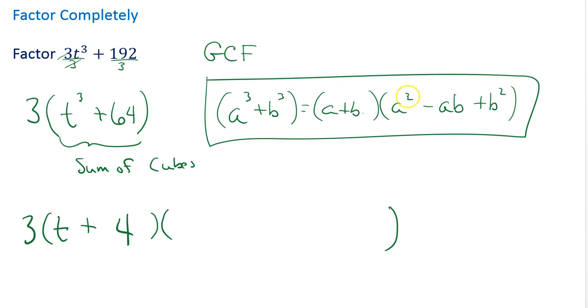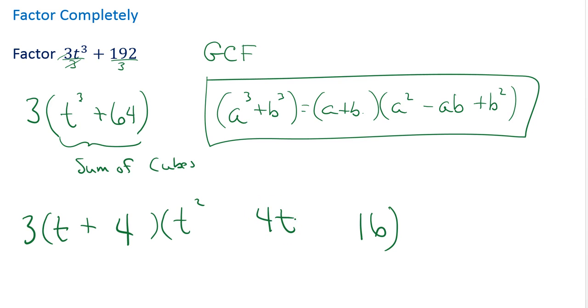So it says the a is squared. What is a in this case? It's t. So I square the first one. And then let's go to the end and square the last one. So 4 squared is 16. So you square the first one in the first position, you square the last one in the last position. What goes in the middle? These two multiply together. So t times 4 is 4t.